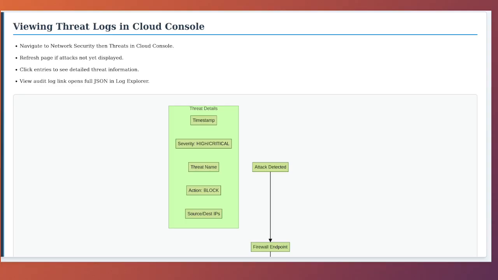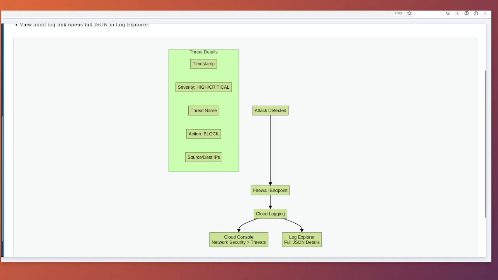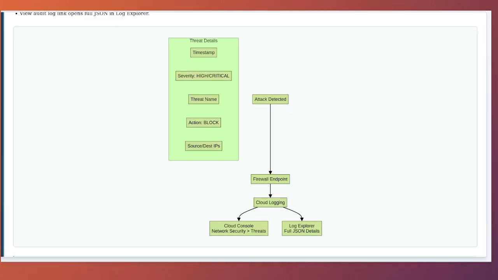There is typically a short delay between when the firewall endpoint detects a threat and when the log entry appears in the console. This delay is usually just a few seconds but can occasionally take a minute or two. The Threats view displays a table with columns for timestamp, severity, threat name, source IP, destination IP, and other relevant details. You should see entries corresponding to the attacks we sent. The severity column indicates how critical each threat is, with values like high or critical for the exploits we tested.